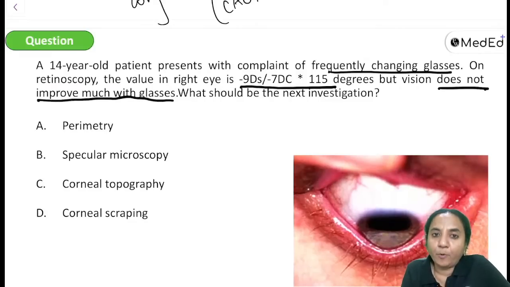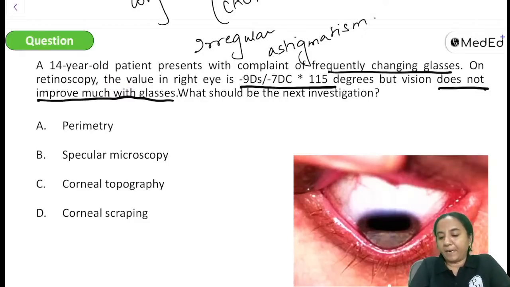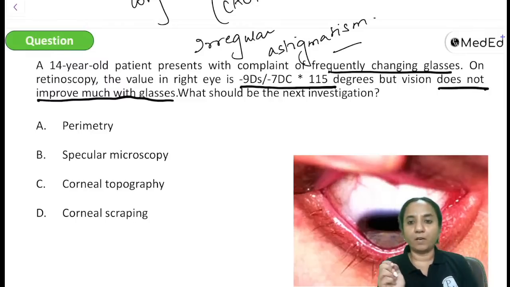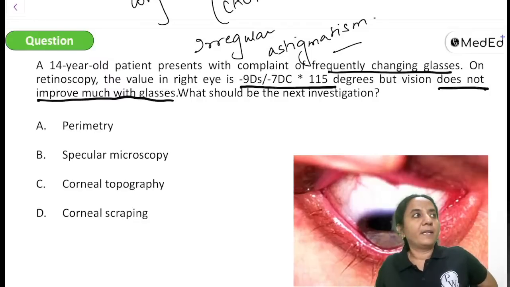Why doesn't it improve with glasses? Because it is a type of irregular astigmatism. You can see it's a myopic astigmatism. There is -9 sphere, so there is a myopia, and there is also a minus cylinder. But this myopic astigmatism is not improving with glasses.